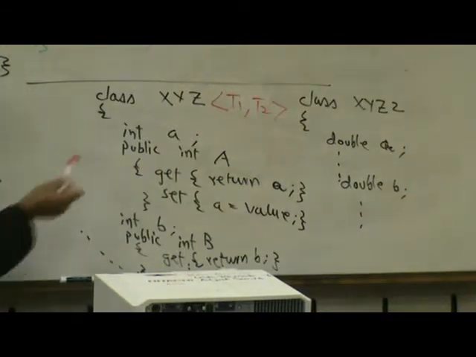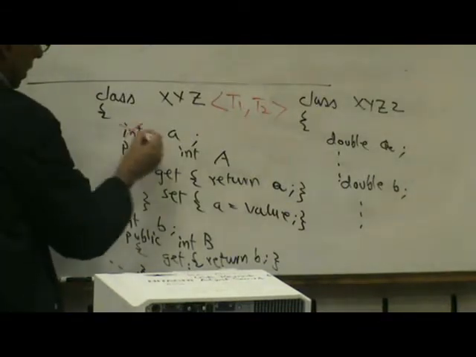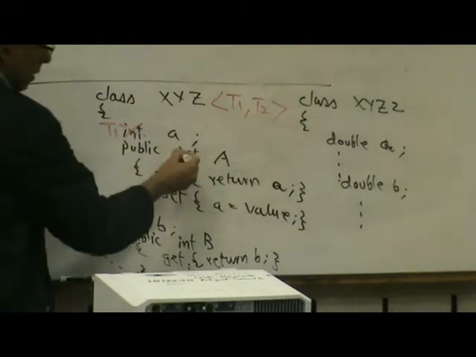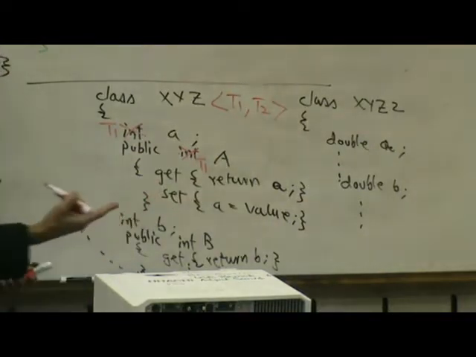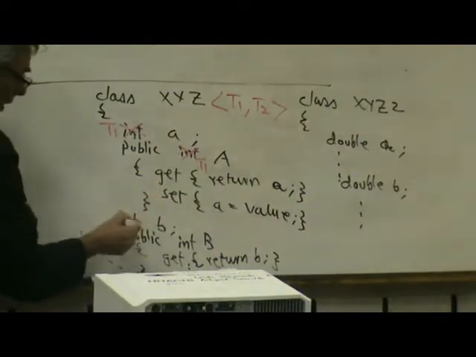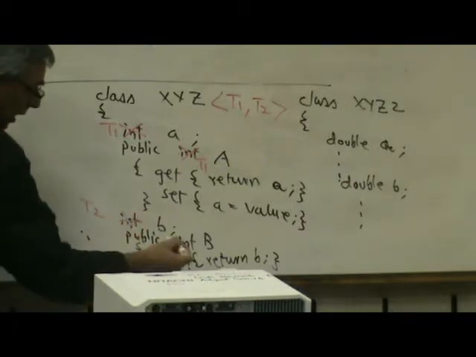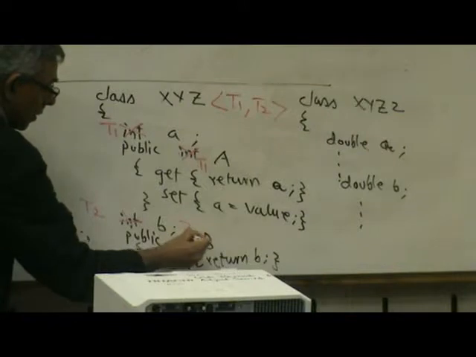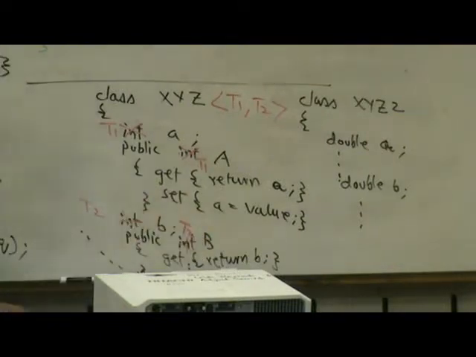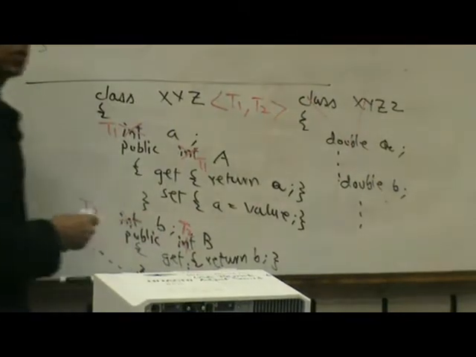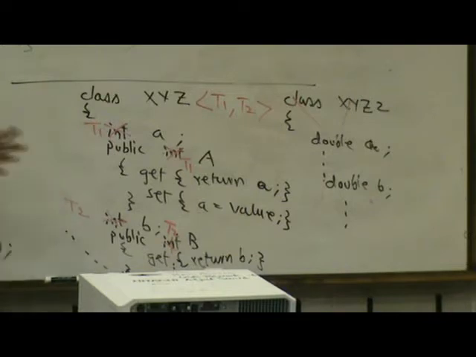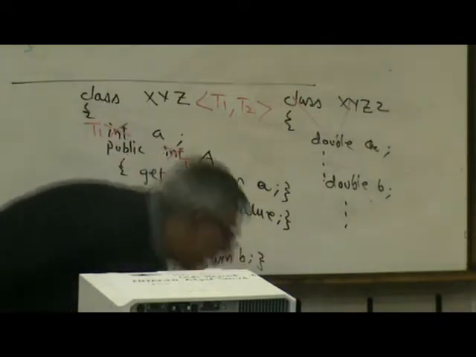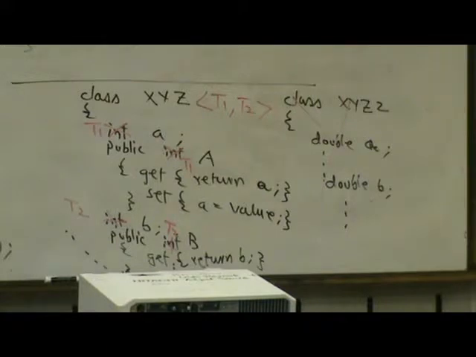So now instead of int, what will I say over here? T1. Instead of int, what will I say over here? T1, right? The rest of it stays the same. What about over here? T2 and then T2. And now there's no need to write this. So now how will the caller decide that A should be an int, B should be a double, as an example? So let me show you the calling code now.